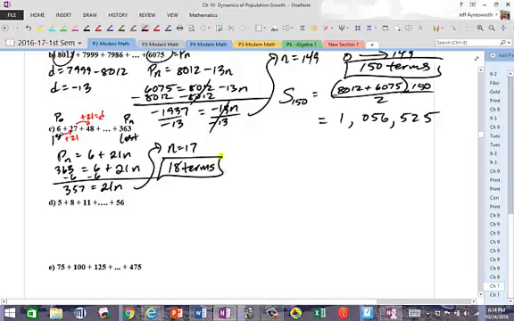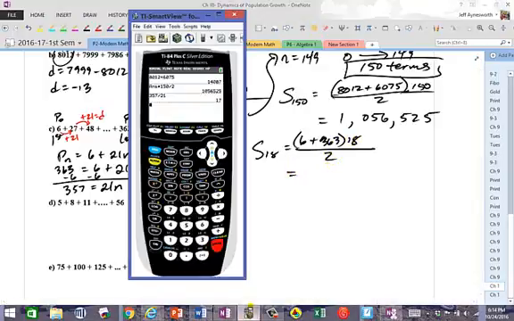So S of 18 is equal to the first plus last, 6 plus 363, times 18 now, not 17, but 18, divided by 2. So here we go. 6 plus 363, hit equals, times 18, divided by 2. And you get 3,321.